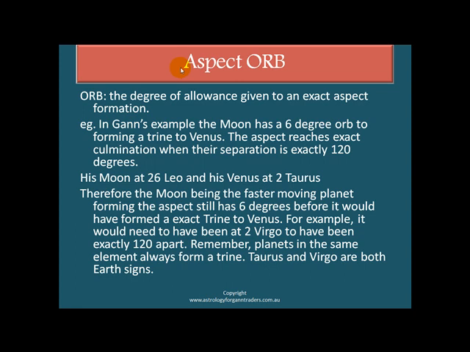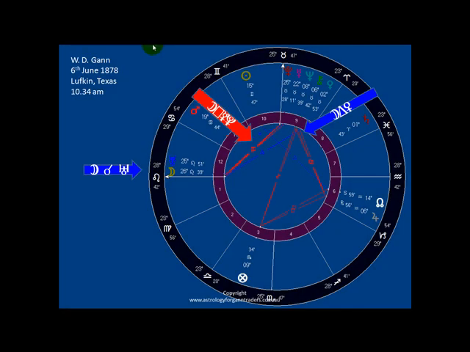So let's go back to Gann's chart so I can explain that better. Can you see here we've got Venus trine the moon? Now when a planet is forming an aspect, we'll get into applying and separating, it's always that we're looking at the faster moving planet making an aspect to the slower moving planet. Since the moon is faster, it's the one that's making an aspect, and it's moving into forming this exact trine.